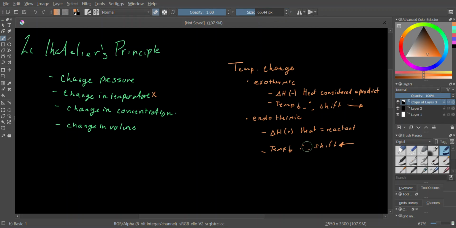So hopefully you guys are writing this down because I'm about to erase it so that we can do some examples.